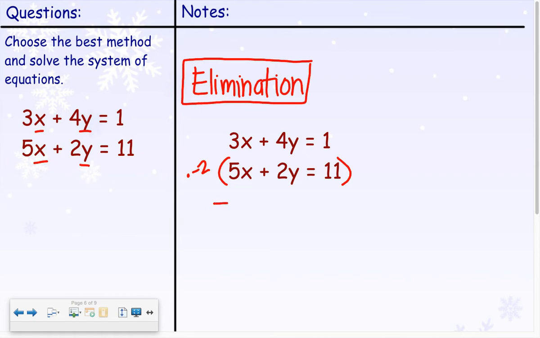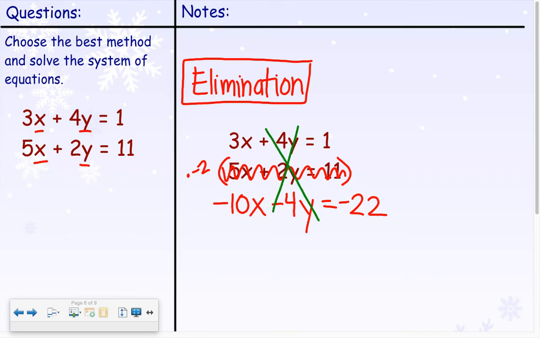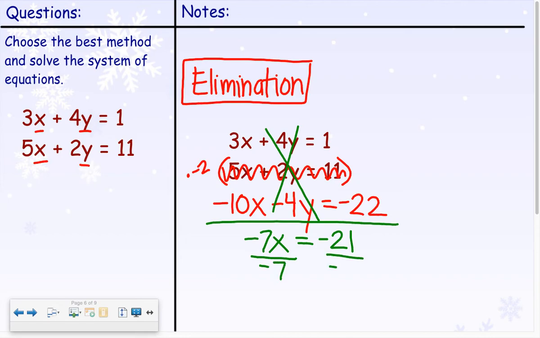So 2 times negative 5 is negative 10. 2 times negative 2 is negative 4. 11 times negative 2 is negative 22. Cross off this middle equation. I know I did my multiplying right if I made opposites, which I did. 4 and negative 4 makes 0. So 3 minus 10 is negative 7. 1 and negative 22 make negative 21. Divide both sides by negative 7, and I have x equals 3.